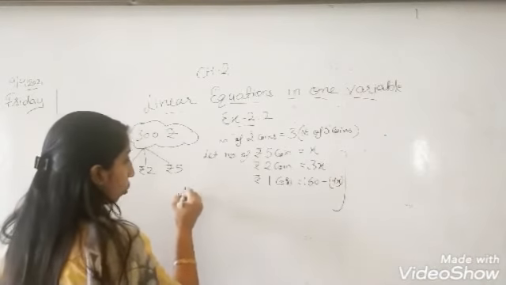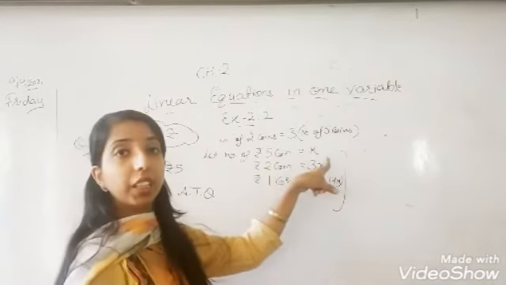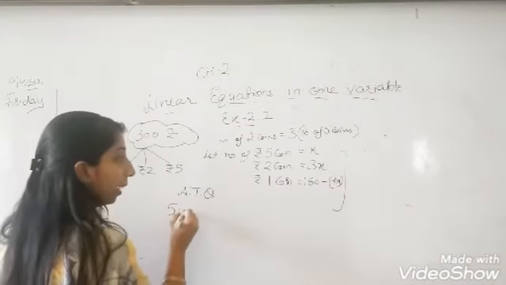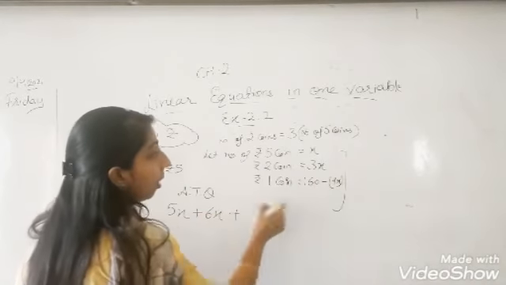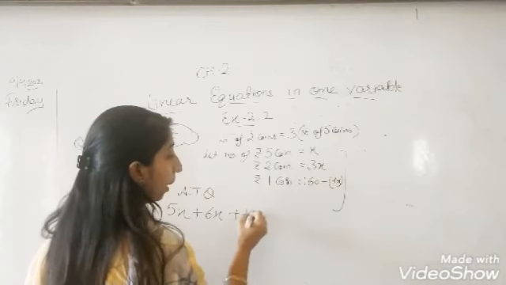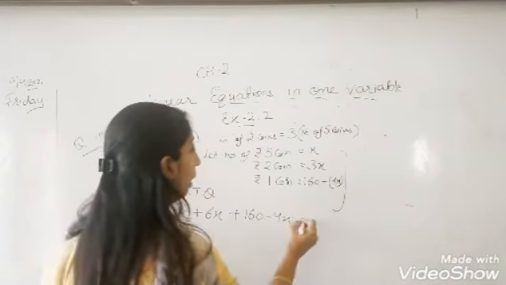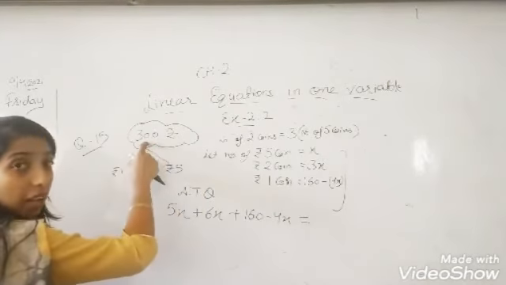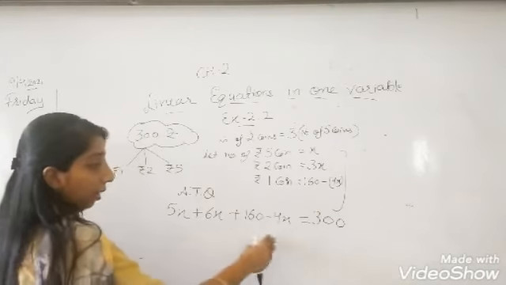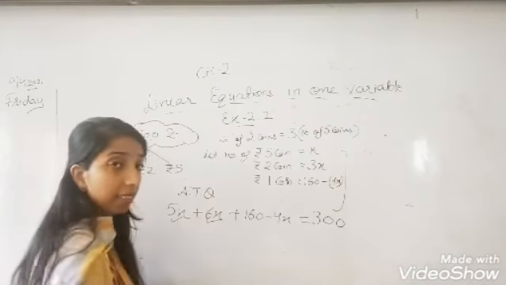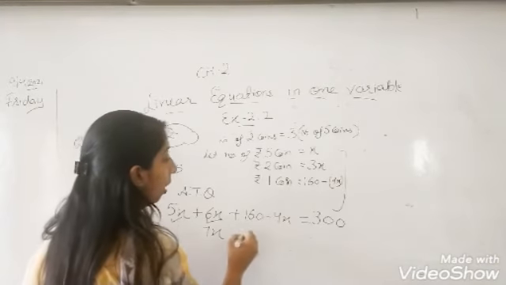Now what we are going to do, class, according to the question, this rupees 5 into x would be 5x, 2 into 3x will be 6x, and this 1 into this will remain the same, because if we multiply any number with 1, we will get the same answer. And how much money totally are we having? We are having rupees 300. And we will add this 5x plus 6x, that is 11x, 11 minus 4, 7x.